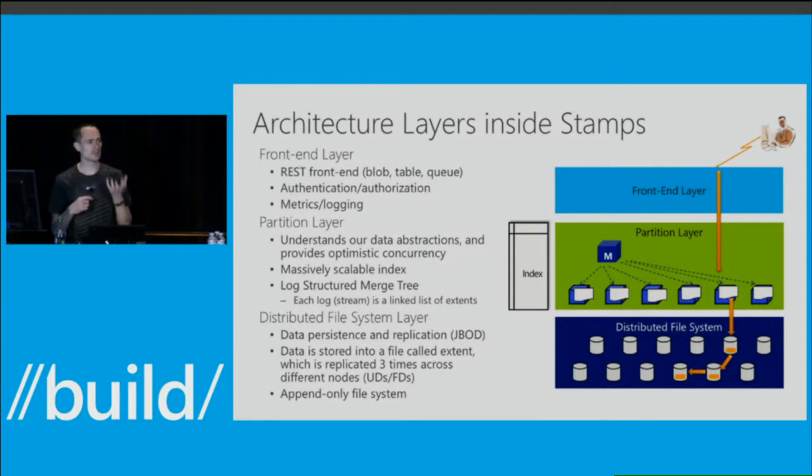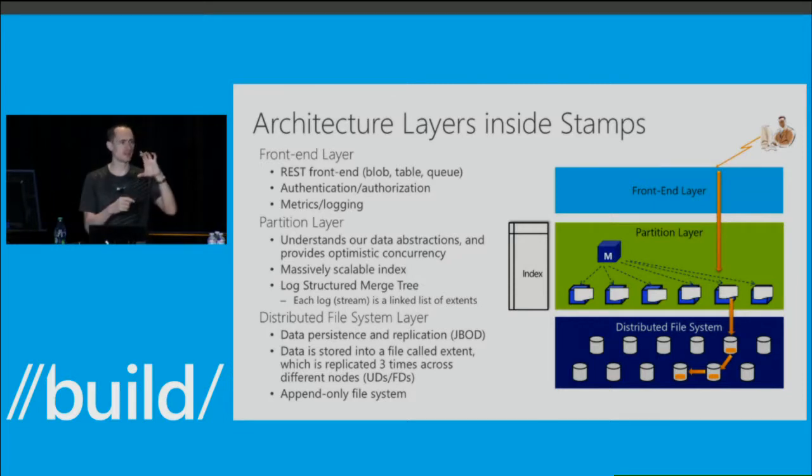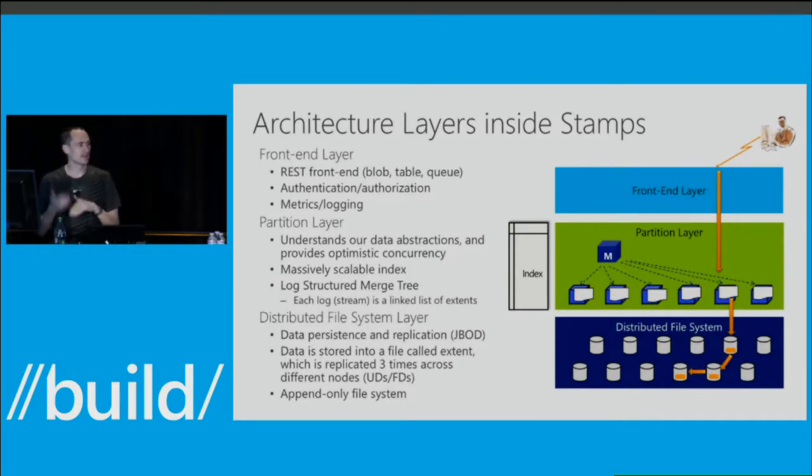So what we do is we cache in our front end a partition map, which is just a map of what partition server is serving what partition range. So we can quickly forward from the front end to the partition server that's serving the part of the index for the key we're trying to write to. So once we do that, we can then write the data into the DFS layer from the partition.